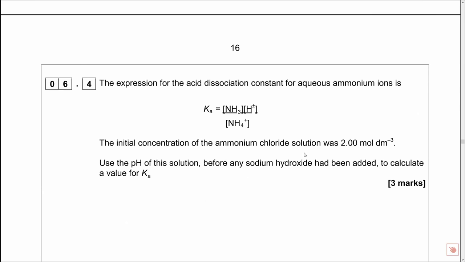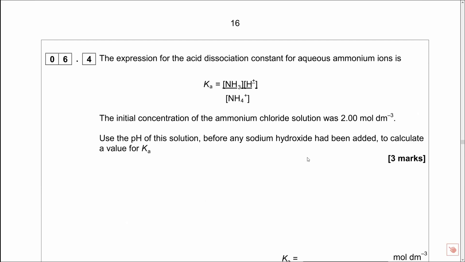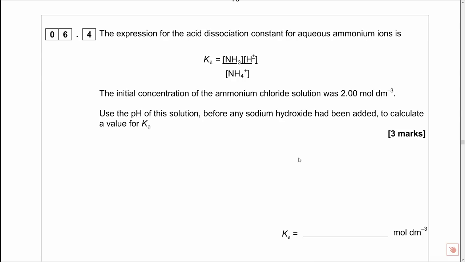Question 6 continues. So the expression for the acid dissociation of aqueous ammonium ions is a bit of a weird question, because normally you associate ammonia with alkalis, but because they're dealing with the ammonium dissociation being acidic and having a Ka value, it's quite a nice one. I quite like this.